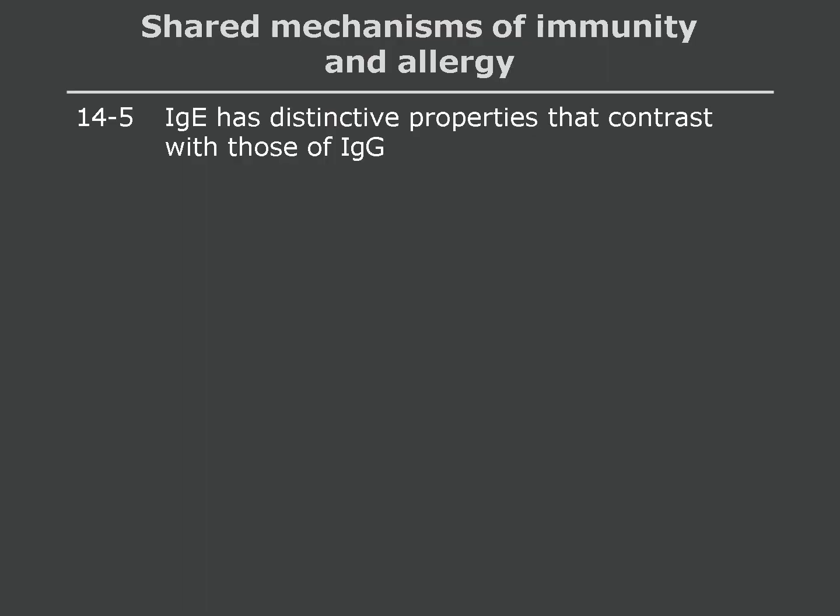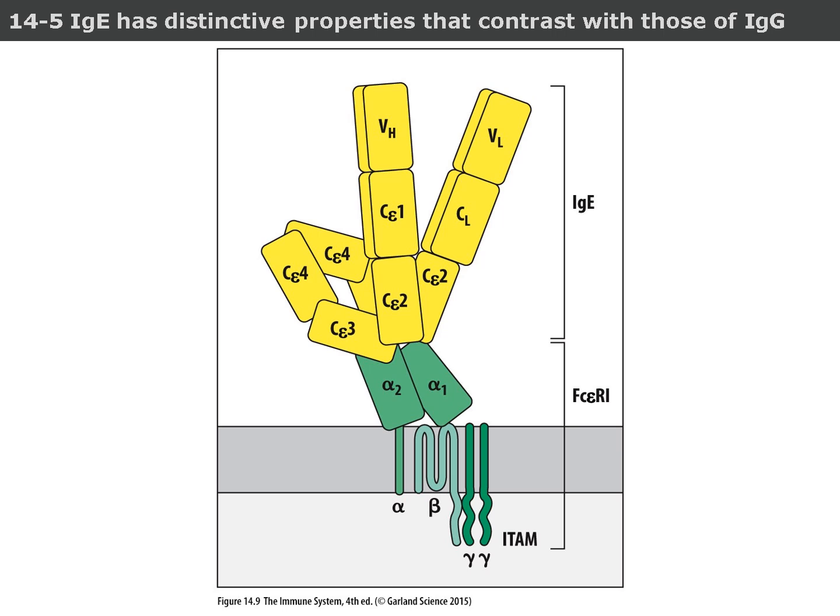IgE has distinctive properties that contrast with those of IgG. This figure shows the distinctive structure of the immunoglobulin E antibody compared to other antibody classes. Immunoglobulin E is uniquely designed for high-affinity binding to receptors on immune cells. The immunoglobulin E molecule is composed of 2 heavy chains and 2 light chains.